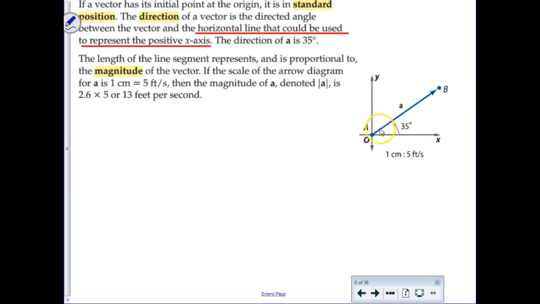The magnitude is going to be labeled along the vector itself. And if it's 50 miles per hour, you're supposed to write 50 mph on the ray looking thing, which is a vector.